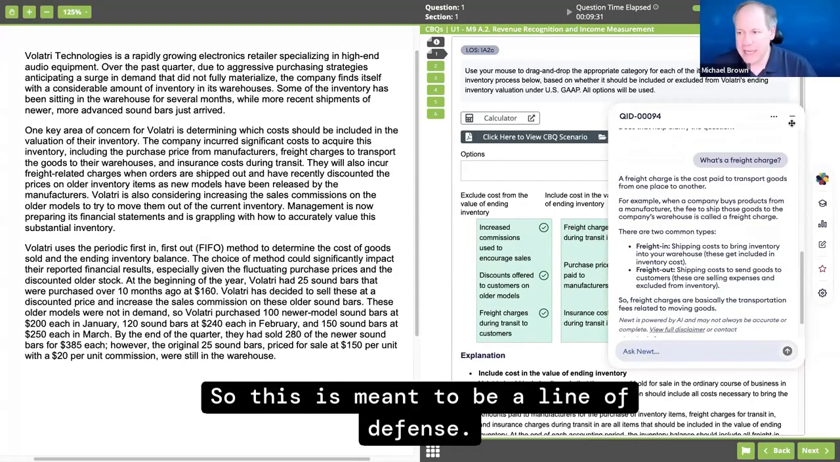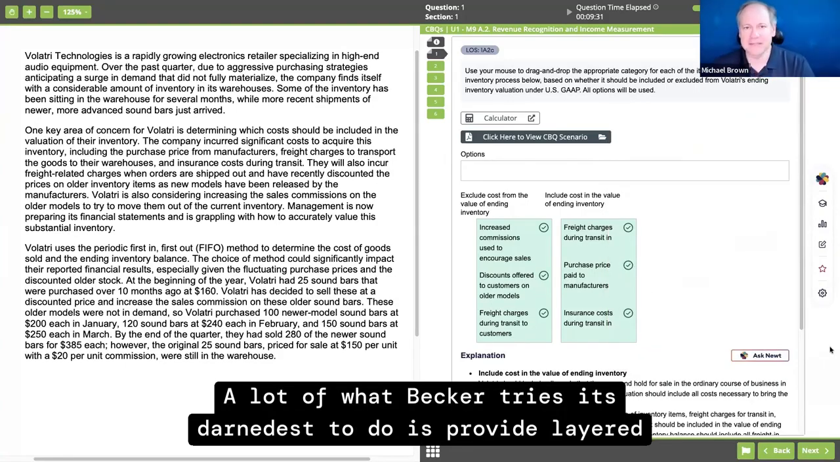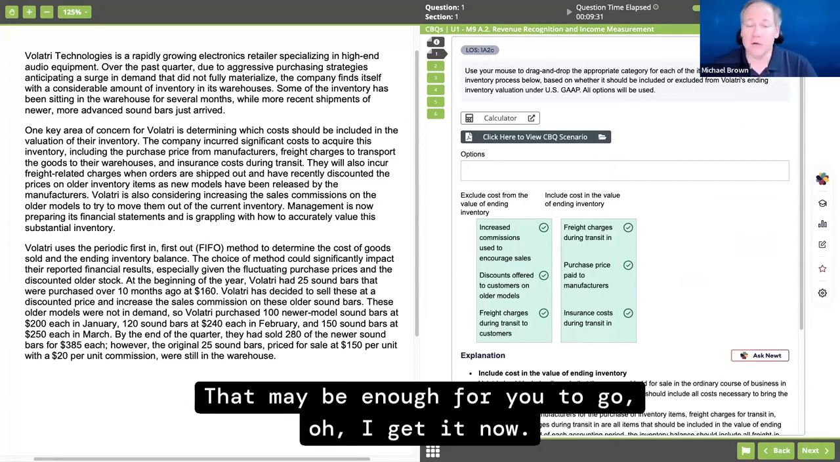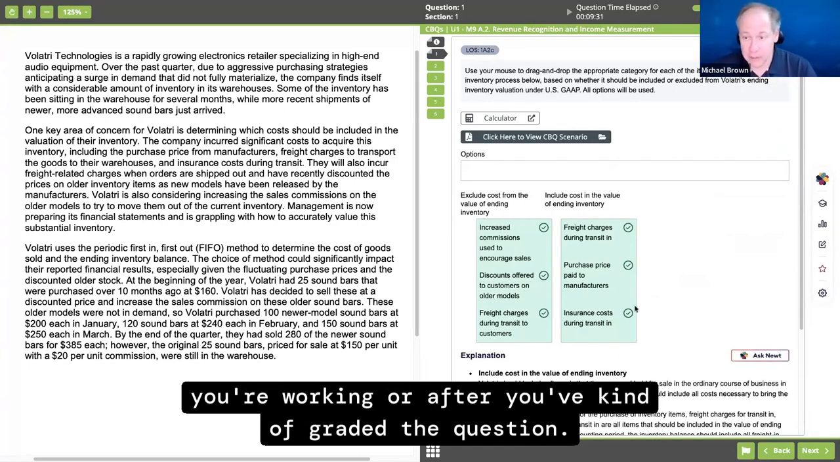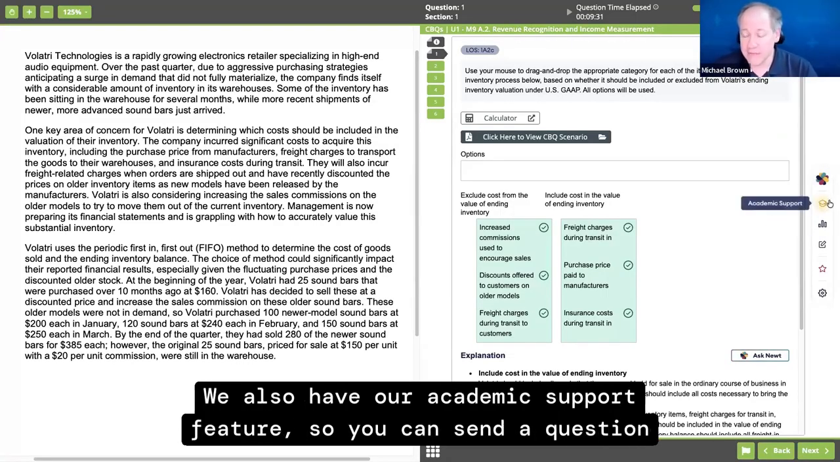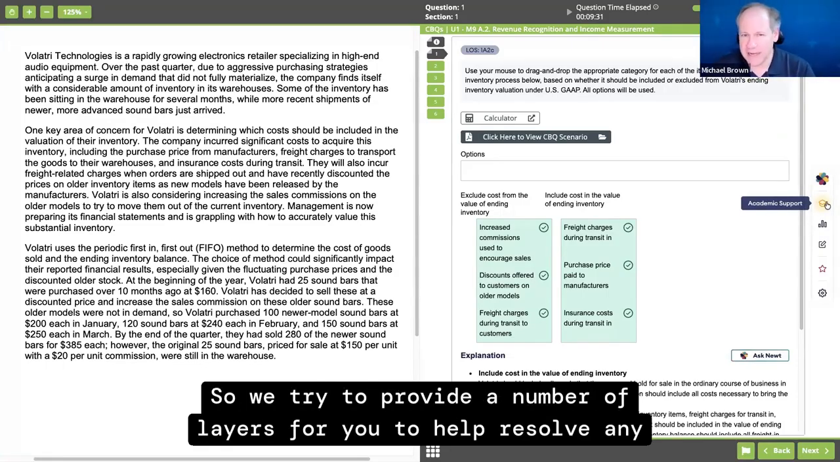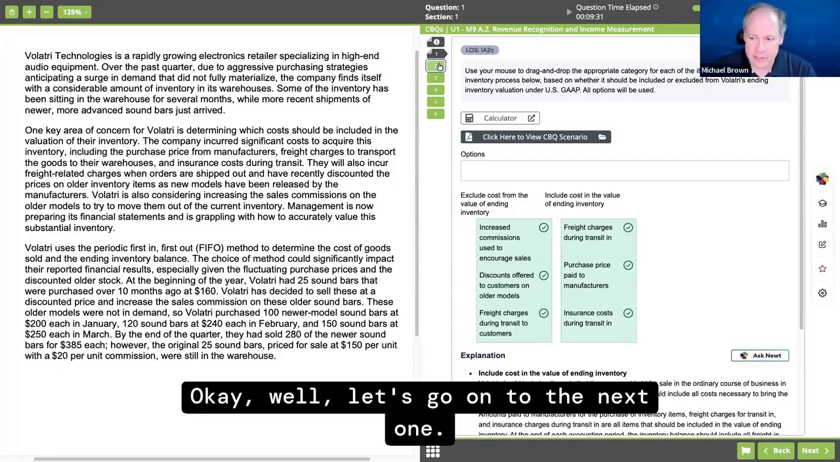So this is meant to be a line of defense. A lot of what Becker tries its darndest to do is provide layered defense. First, we give you the explanation. That may be enough for you to go, oh, I get it now. If it isn't, we have Newt that you can pose additional questions while you're working or after you've graded the question. We also have our academic support feature, so you can send a question into our academic support team to get an asynchronous response. So we try to provide a number of layers for you to help resolve any questions you might have. Okay. Well, let's go on to the next one.